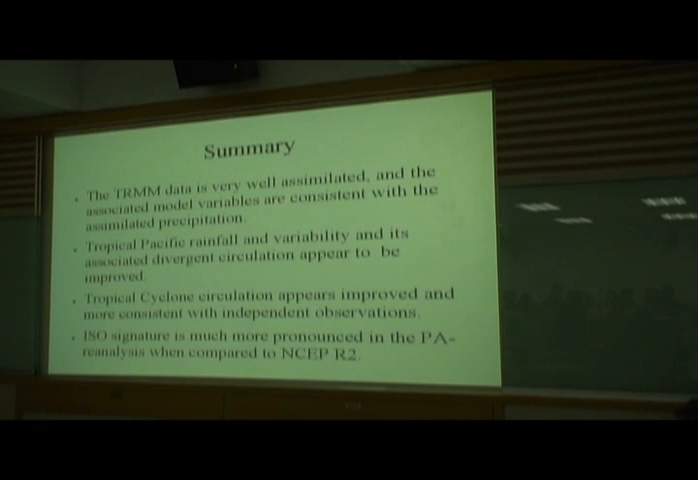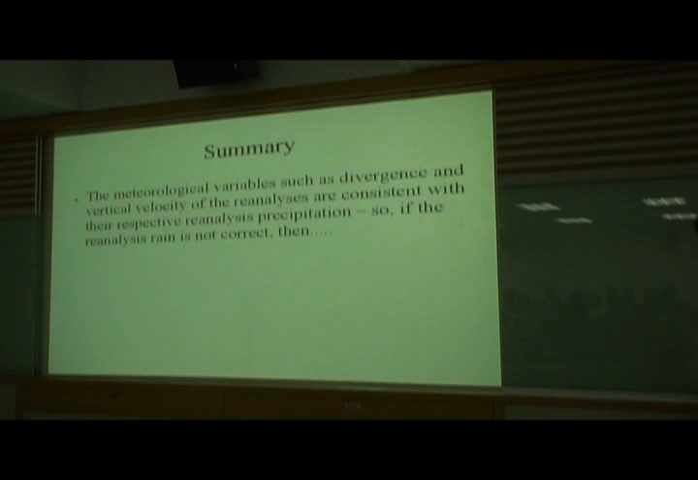The TRMM data is very well assimilated, and the associated model variables are consistent with the assimilated precipitation. Tropical Pacific rainfall variability and its associated divergent circulation appear to be improved. Tropical cyclone circulation appears improved and more consistent with the independent observations. And the ISO signature is much more pronounced in the PA reanalysis when compared to NCEP R2. The meteorological variables such as divergence and vertical velocity are consistent with their respective reanalysis precipitation.